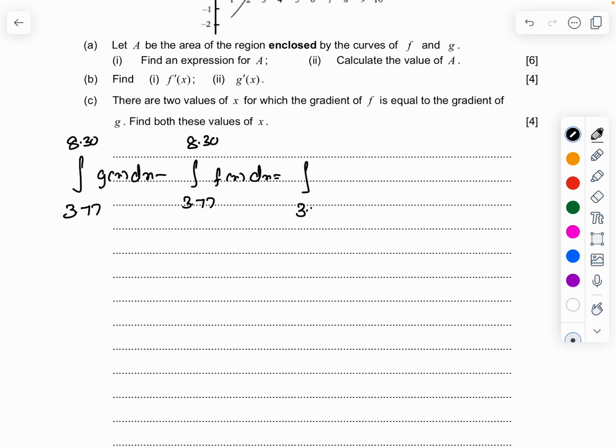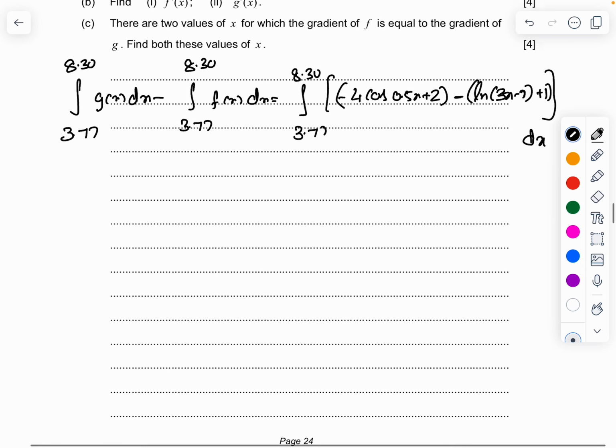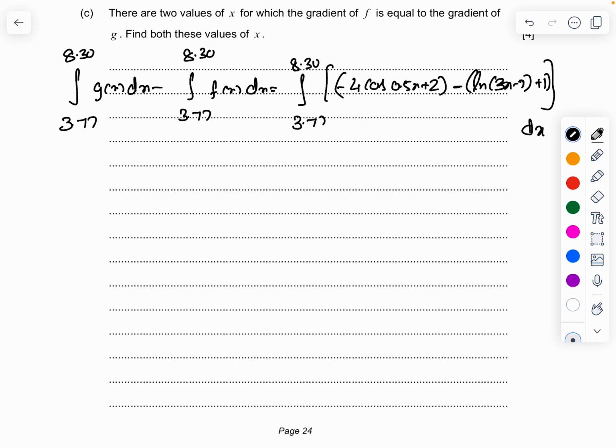So it becomes the integral from 3.77 to 8.30 of minus 4 cos(0.5x) plus 2, minus ln(3x minus 2), that is, (3x minus 2) plus 1. See the brackets. Don't forget the bracket. That should be the way of writing out the expression. Then calculate from the calculator. You'll be getting the area value as 6.46.